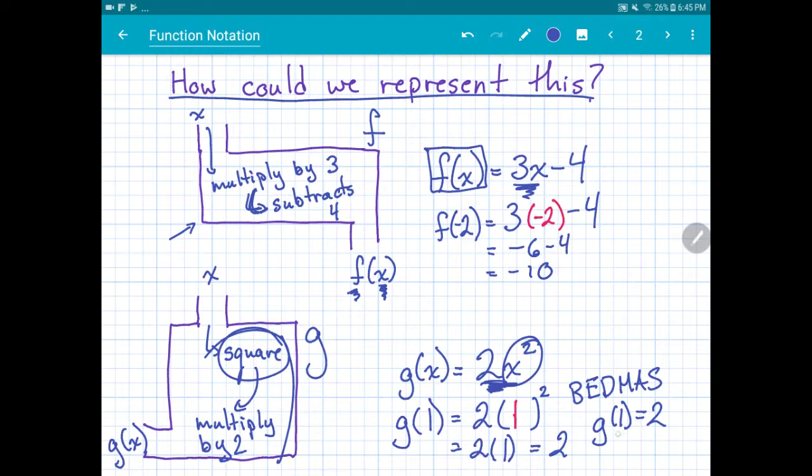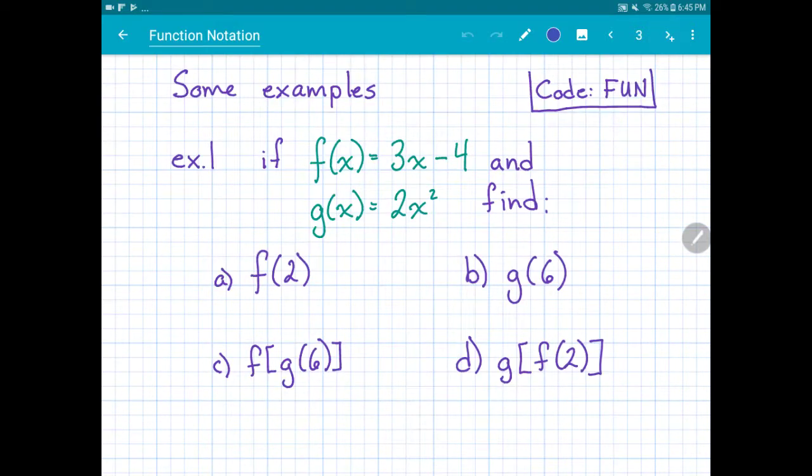So that's what g does to 1. When you square the 1, you get 1. When you multiply by 2, you get 2. So g of 1 is 2. Now, one great thing about functions, when we write them this way, is you can use them to build even more complicated machines. So when I take our two machines we just had, we've got f of x equals 3x minus 4, and we've got g of x equals 2x squared.